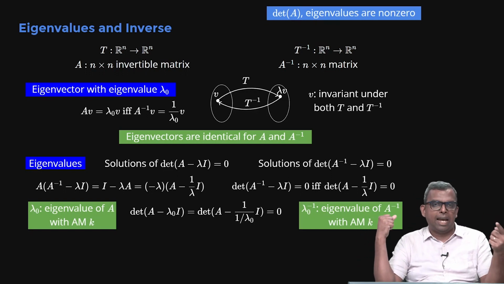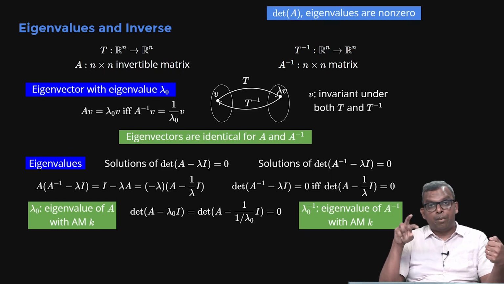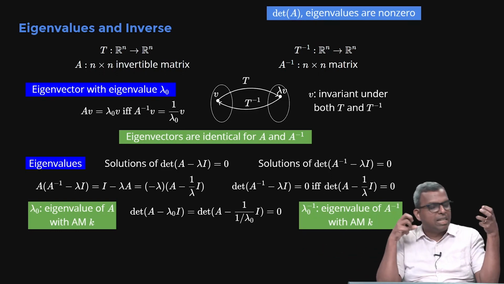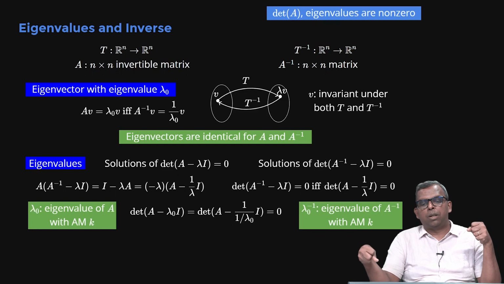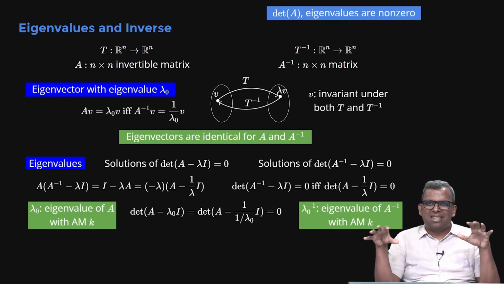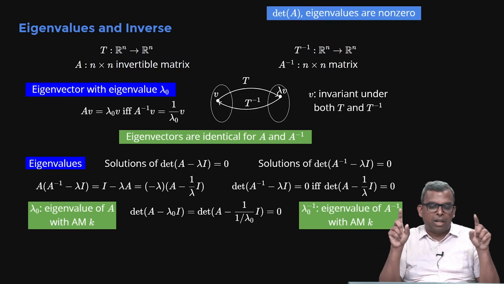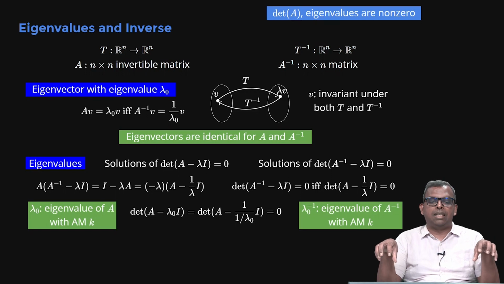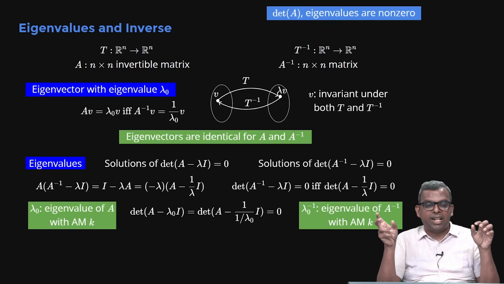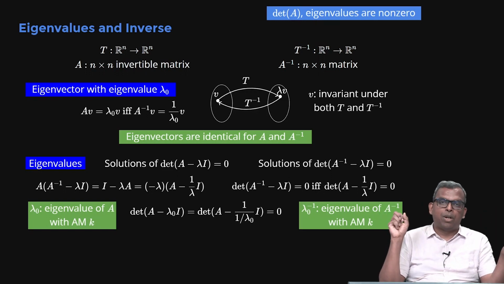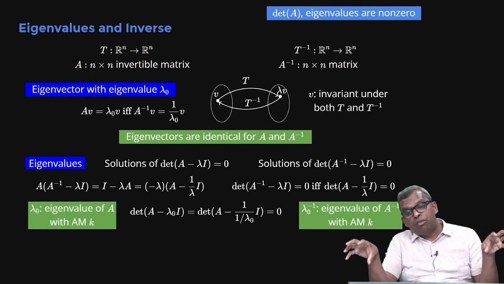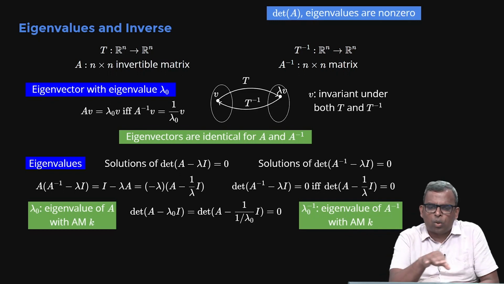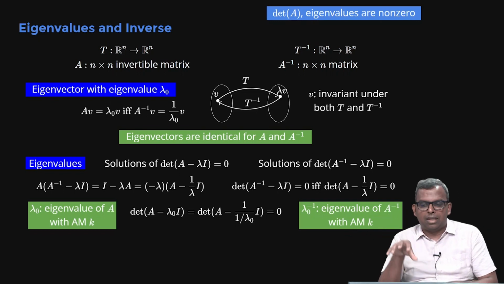Lambda naught for A had an algebraic multiplicity k. Lambda naught inverse for A inverse will have the same algebraic multiplicity k. That's what it means. The eigenvalues are different, but the algebraic multiplicities remain the same. Geometric multiplicity also remains the same, right? Because eigenvectors are identical. So the geometric multiplicity of lambda naught and of lambda naught inverse are also the same. I have not quite said it here, but hopefully that's also easy to see.